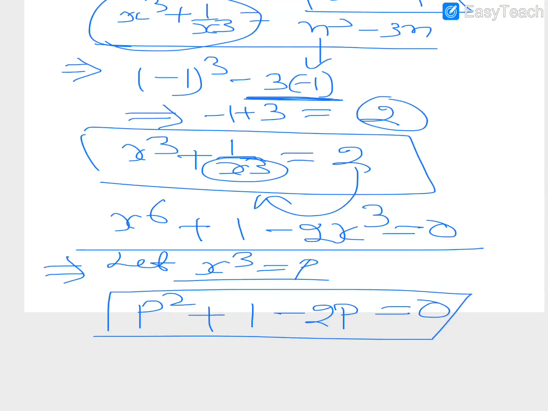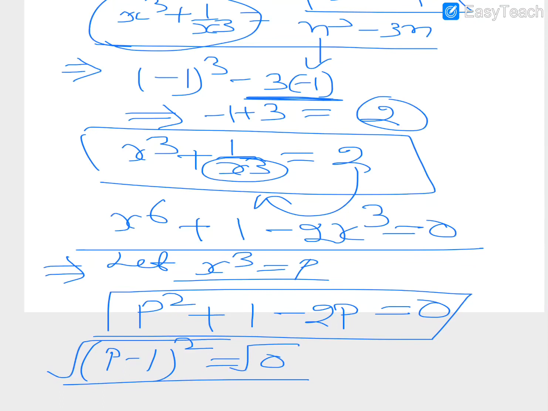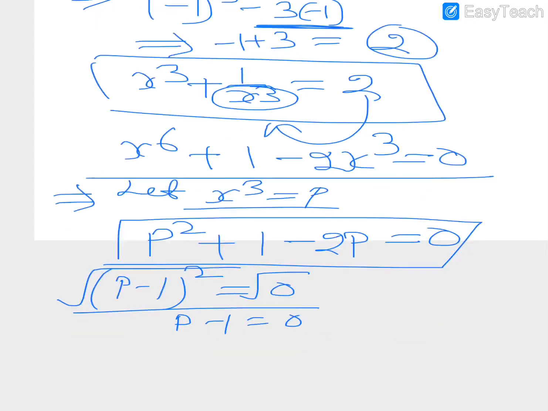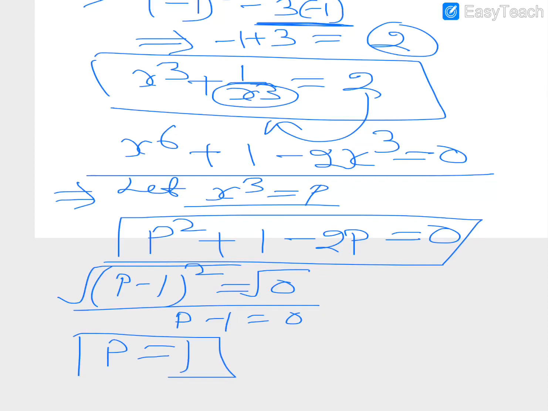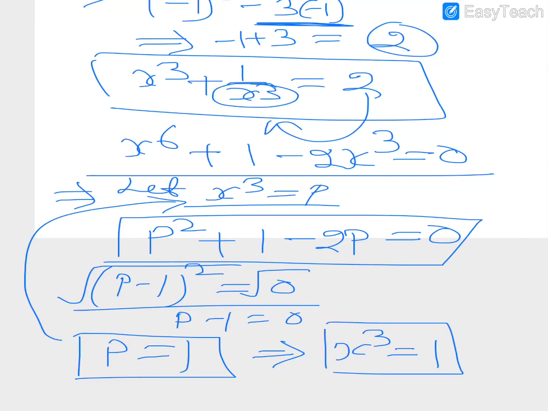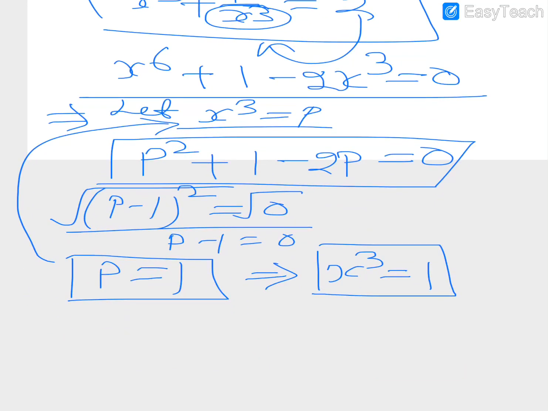And we know this is the formula for a minus b raised to the power 2, so it is p minus 1 raised to the power 2 equal to 0. If we take the root on both sides, it will become p minus 1 equal to 0, and p will become 1. So guys, what was our p? p was our x cube, we assumed p as x cube here. So x cube equal to 1. If minus 1 is given, then x cube will become 1, and if plus 1 is given, x cube will become minus 1.